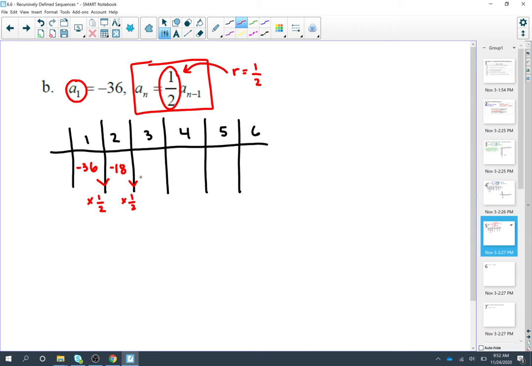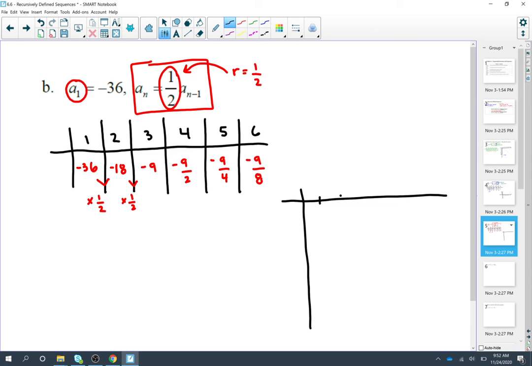Multiply by 1/2, I'm going to get negative 9. Then negative 9/2. Then negative 9/4. Then negative 9/8. Okay, those are the first 6 numbers in the pattern, and now we have to graph it. So once again, I'm going to set up kind of a 4th quadrant graph here. 1, 2, 3, 4, 5, 6. And then we have to get to negative 36.